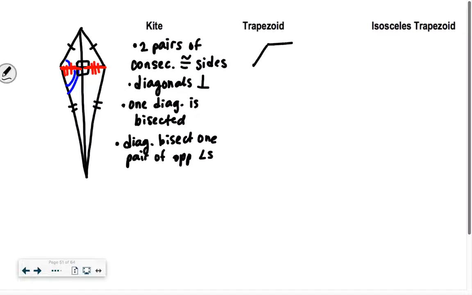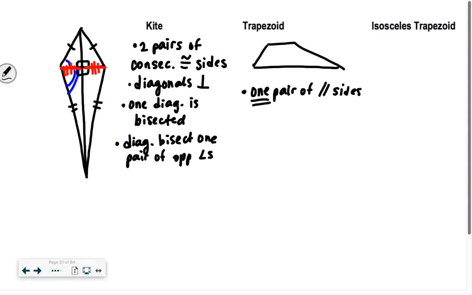Okay, trapezoid. Its definition: exactly one pair of parallel sides. So just one, not 2. That would be a parallelogram. I think that's it. Anything else?